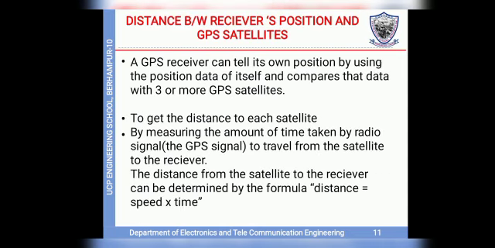Moving on, distance between receiver and GPS satellite. A GPS receiver can tell its own position by using its own position data and comparing that data with 3 or more GPS satellites. To get the distance to each satellite, it measures the amount of time taken by a radio signal, that is the GPS signal, to travel from the satellite to the receiver. The distance from satellite to the receiver can be determined by the formula distance equals speed times time.